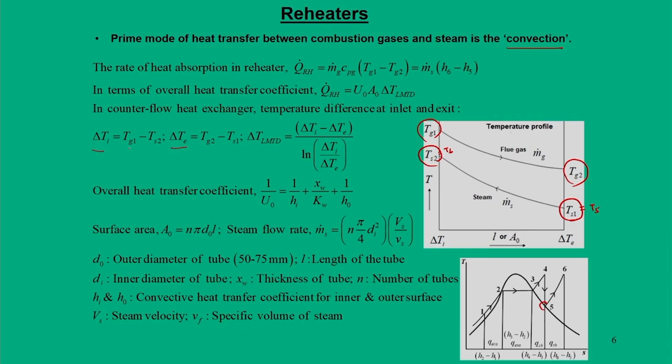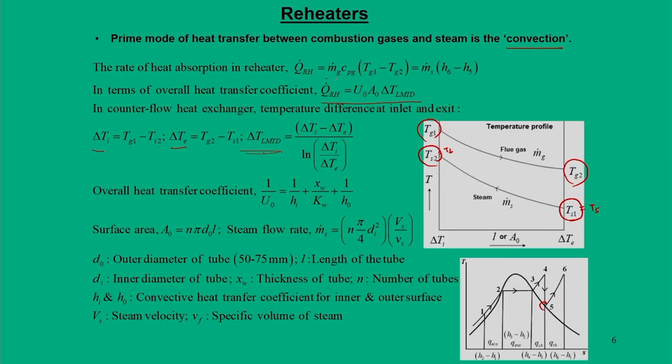So, at one end we have the temperature difference Tg1 minus Ts2, and at the other end we have the temperature difference Tg2 minus Ts1. From this temperature differential one can define the logarithmic mean temperature difference. Once you find the LMTD, we can link the heat transfer through expressions that involve the overall heat transfer coefficient, the outer surface area and delta T LMTD.